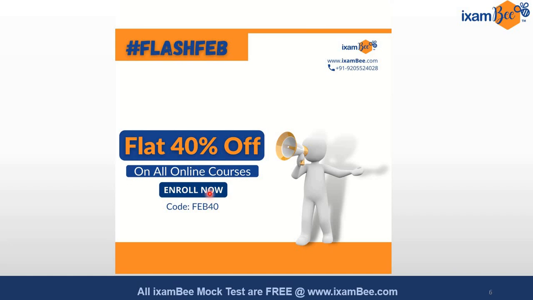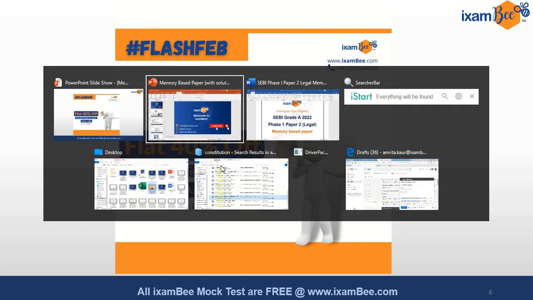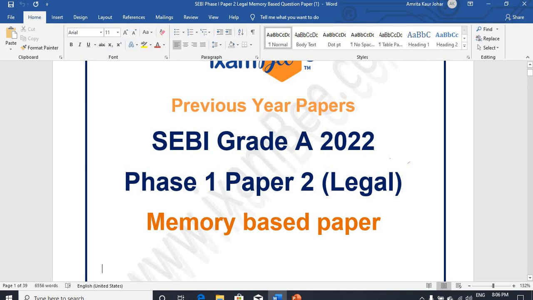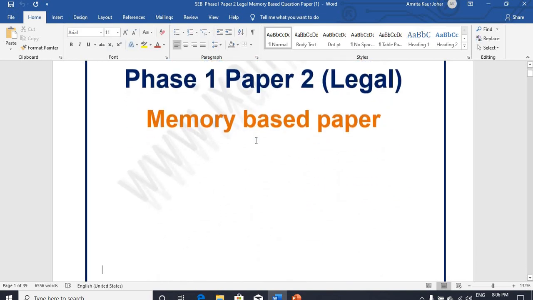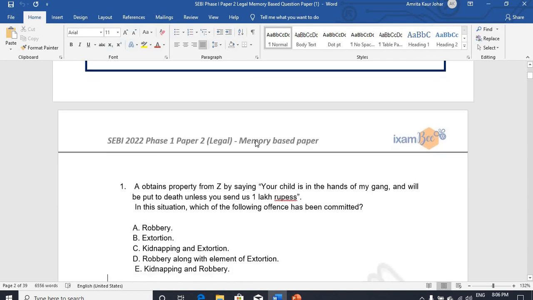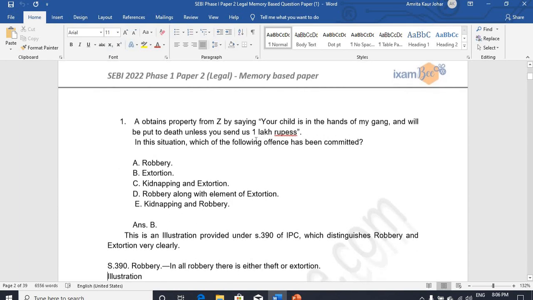Now, let me start with the discussion of the PDF that we have created for memory based paper, previous year papers, memory based paper that has been created for 2022 SEBI Grade A Phase 1 examination. ये PDF आपको मिल जाएगा. This is available easily on our website और आप इस वीडियो के डिस्क्रिप्शन में भी इस PDF को डाउनलोड कर सकते हैं. Starting with the very first question.